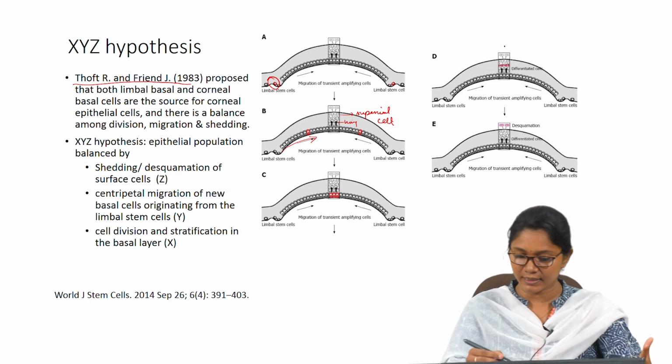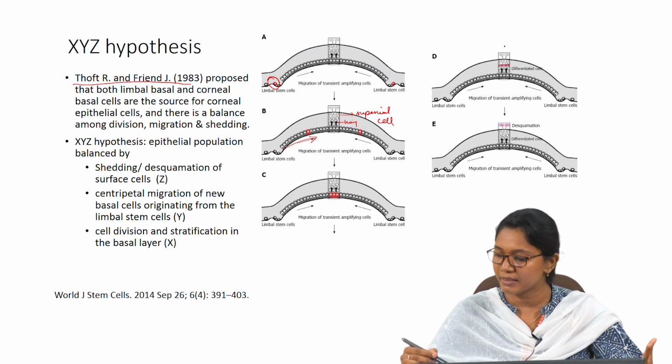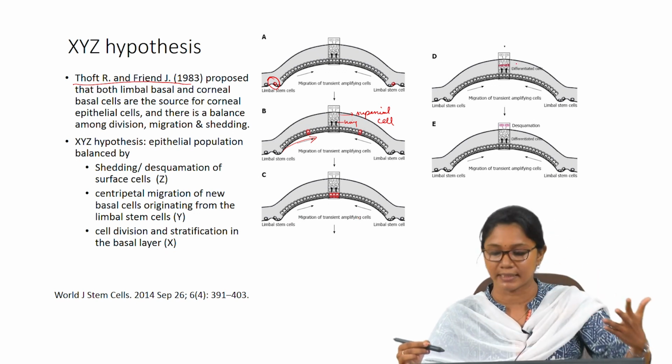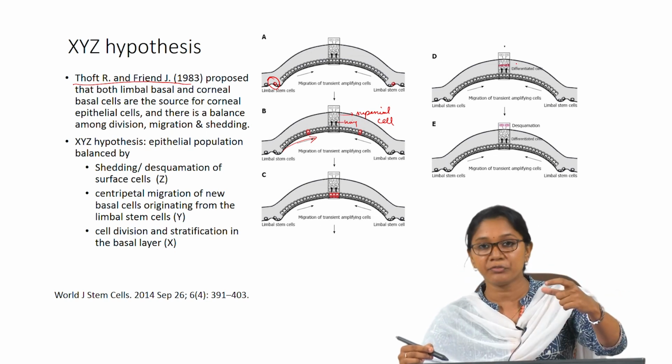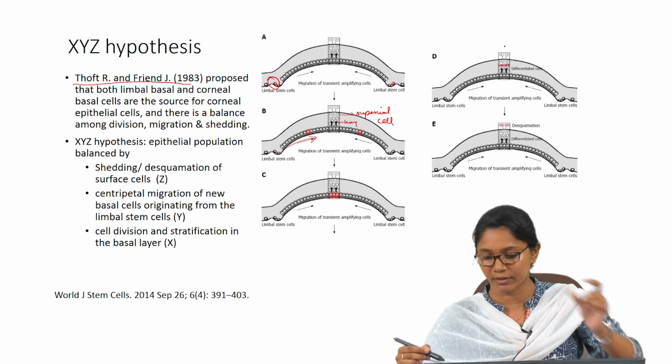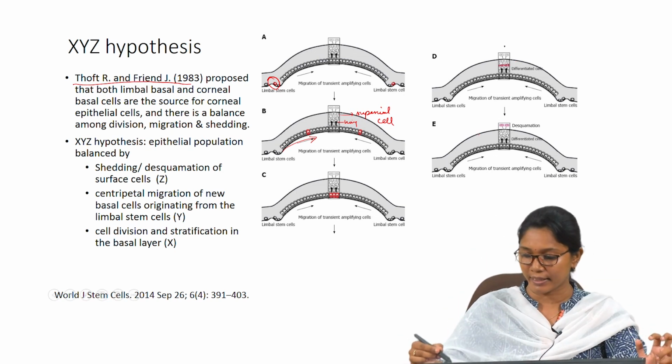So, what happens is, first it migrates to this place, and then after the migration, in this step they are differentiated into different cells, either the wing cell, which is the second layer, or the superficial cells, that is the third layer or the topmost layer, and they are squamized. So, this is the entire process.